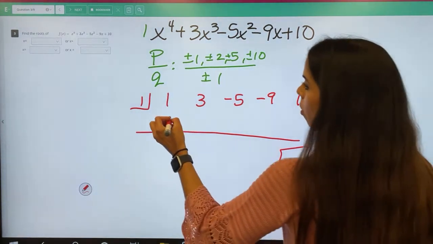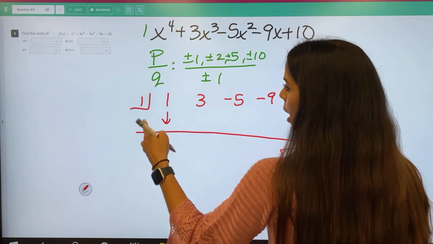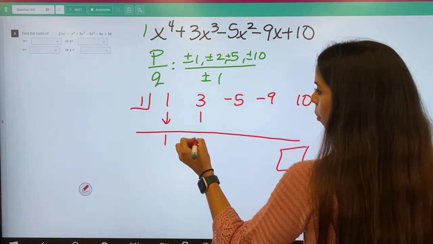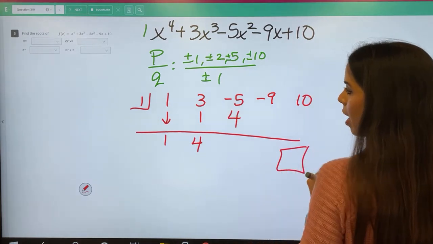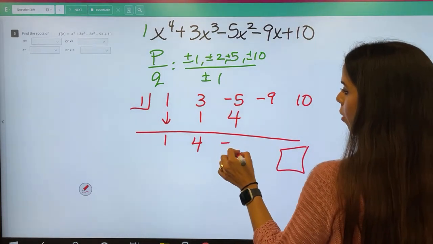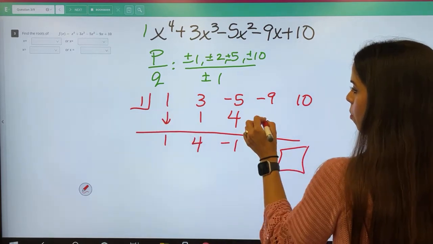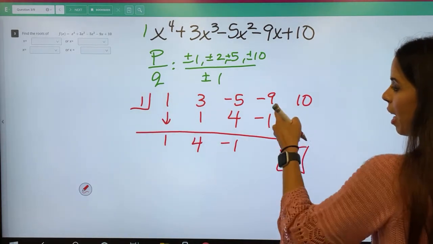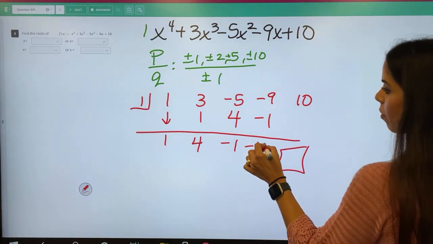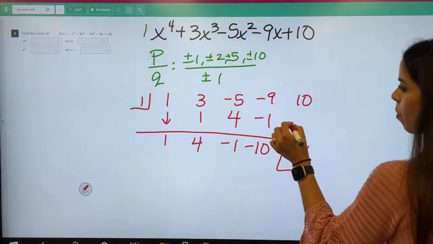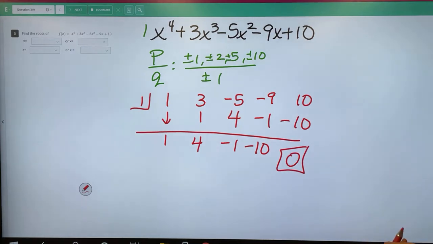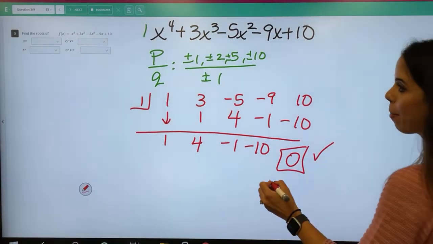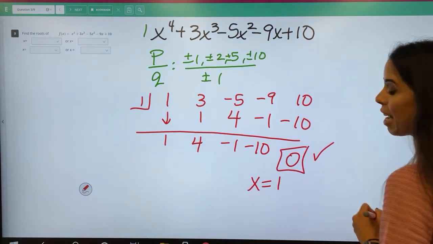Okay, so bring down the 1 and then multiply. 1 times 1 is 1. 3 plus 1 is 4. 4 times 1 is 4. Negative 5 plus 4 is negative 1. Negative 1 times 1 is negative 1. Negative 9 minus 1 is negative 10. Negative 10 times 1 is negative 10. 10 minus 10 is 0. So it did divide evenly. So this worked. That means that x equals 1 is a root.